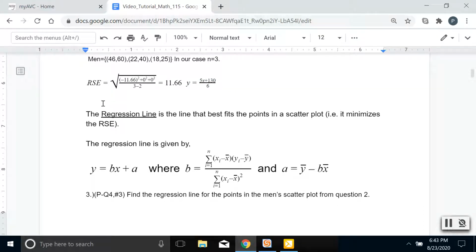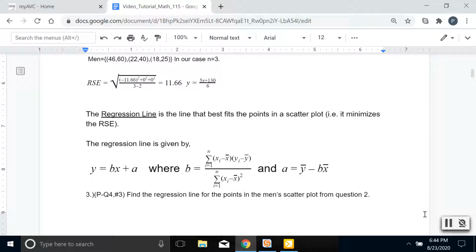So here's how you find a regression line. A regression line is the best fit for a scatter plot, and it minimizes the RSE. The regression line is given by this formula here, y equals bx plus a, where b is this nasty formula here. We'll compute it in a second, and then a is equal to y bar minus b x bar, where x bar and y bar are the means. So let's start computing these things.